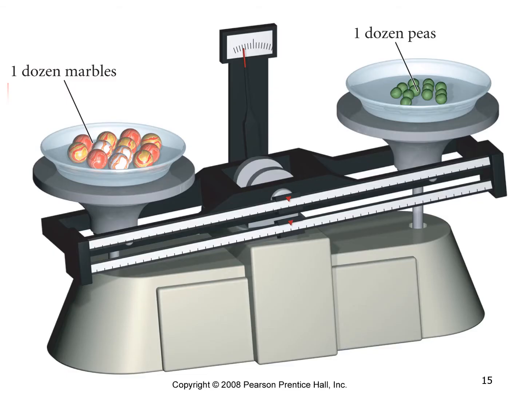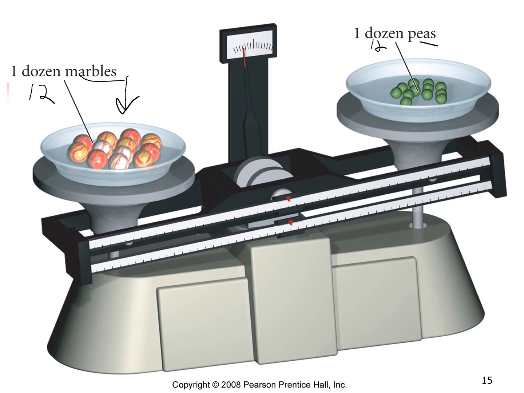This slide is comparing the mass of marbles to peas. If I have 1 dozen marbles, that means I have 12 marbles. If I have 1 dozen peas, I have 12 peas. So the quantities are equal for both of these, but we know the mass of a marble is much greater than peas, so the marbles are going to be heavier on our scale here. We can compare this to atoms using Avogadro's number.